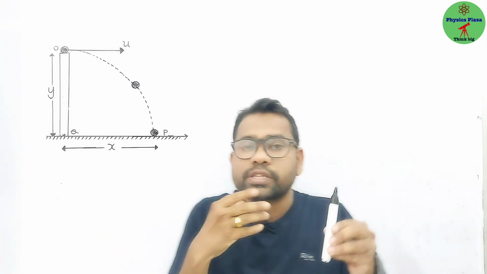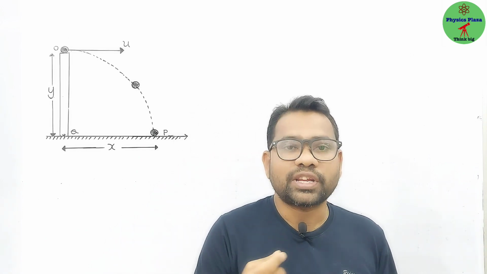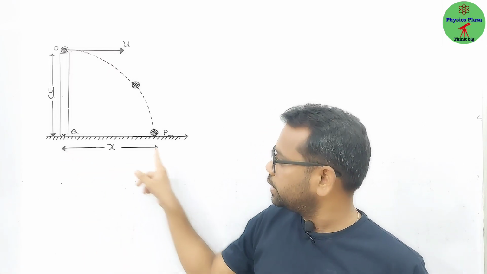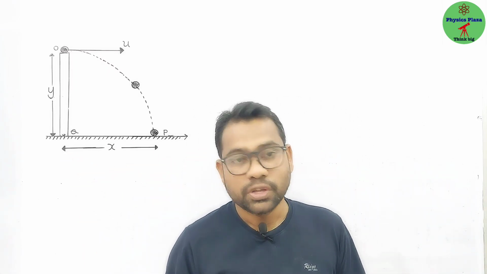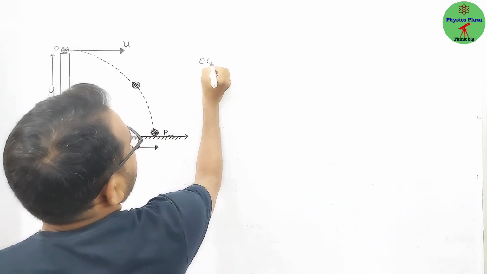Now we are going to discuss a few parameters. First, the equation of trajectory. Second, time of ascent. Third, range. And the fourth, instantaneous velocity. So the first one we are going to discuss is the equation of trajectory.